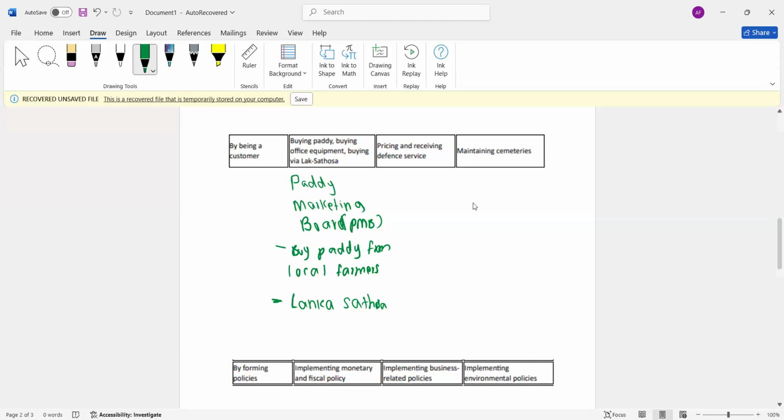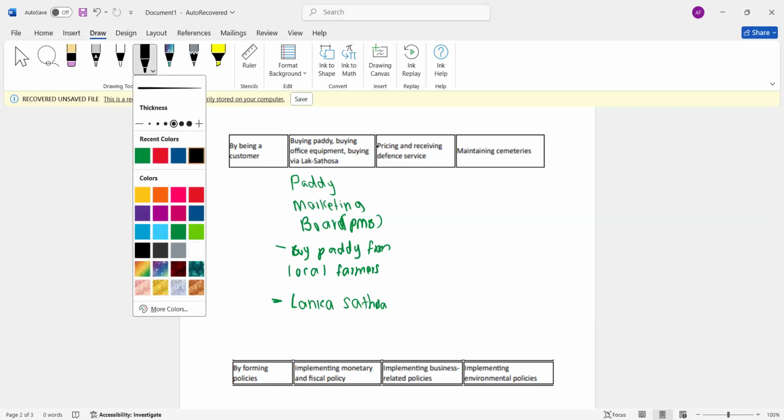Cooperatives, exactly. Now, what about providing and receiving defense services, for provincial councils? Provide, not pricing, children. That's what I'm thinking. It's providing and receiving. Okay, cut it and write providing. This one should be providing, not pricing.